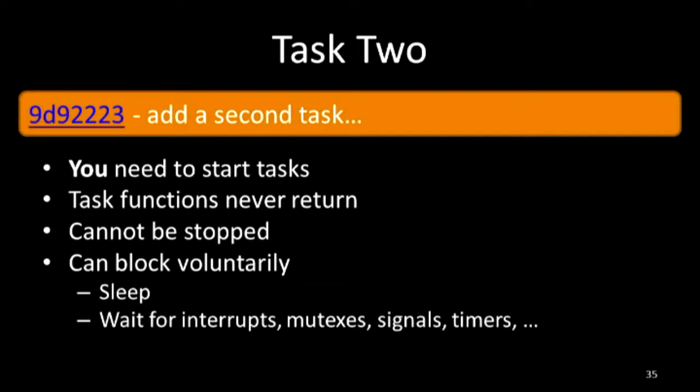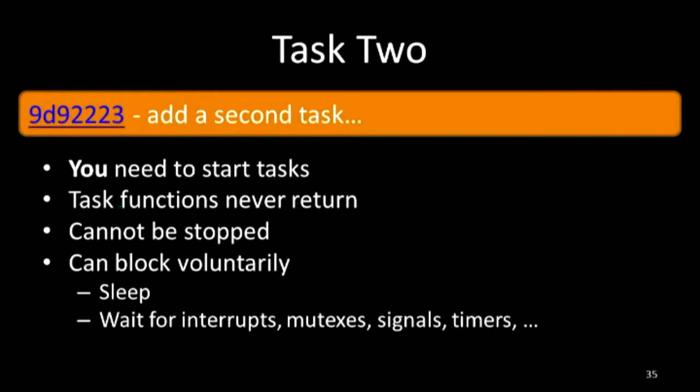The thing with tasks in eChronos is that, again, they're to some degree your responsibility. You need to start them. They don't run by default necessarily. You need to implement a function that says what this task is going to do. That's similar to pthreads. When you start a pthread, you need to give it a function pointer, and then it knows, oh, that's what that thread is going to do.